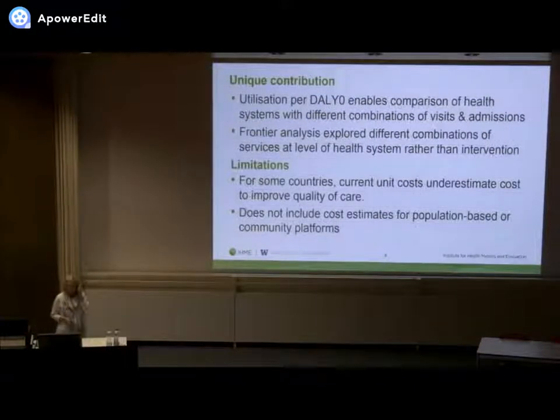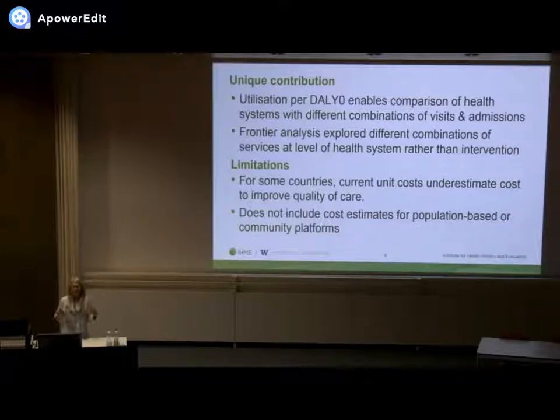So what's unique about our contribution are estimates of counterfactual DALYs that enable a comparison of health systems with different combinations of visits and admissions. And then our frontier analysis explored different combinations of services at the health system level rather than at the intervention level. The limitation is that for some countries, the current unit cost may understate the cost of improving the quality of care. So we include 195 countries.